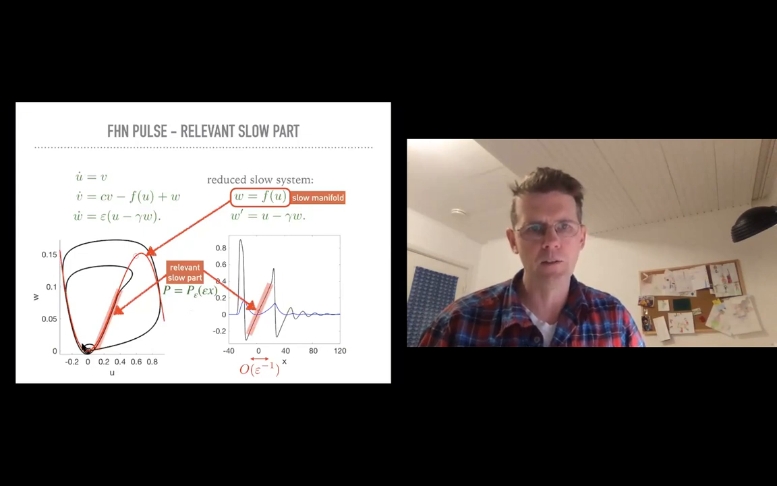So the red curve is the slow manifold from this cubic relation. F is cubic, remember? The black curve is the profile of this pulse that is shown on the right. It comes from the equilibrium. It makes a fast jump to the right, to this branch. Then it traverses along this slow manifold. Then it makes a fast jump back to the other branch of the slow manifold.